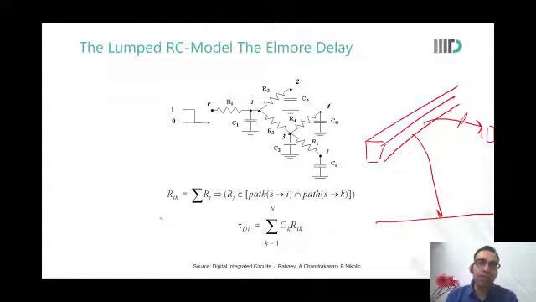Yes, sir. As far as the self-loading capacitance of the driver is concerned, you're right, it comes into the picture. So we can put it there, but because you're also considering the driver as the source, it will not really make much of an impact in the overall delay calculation. Yes, sir. Okay.